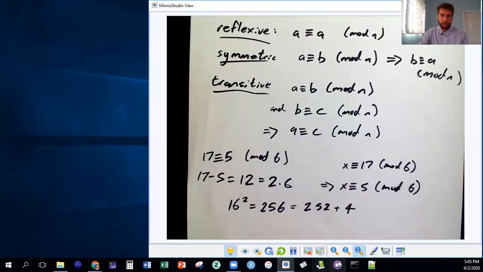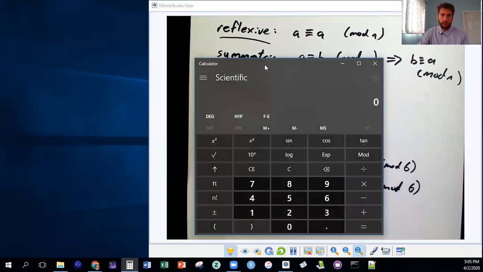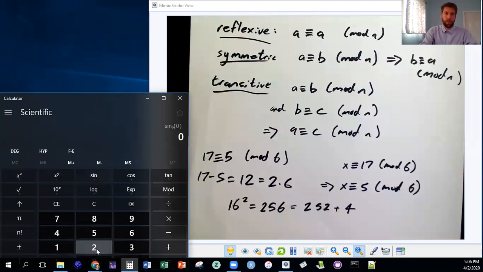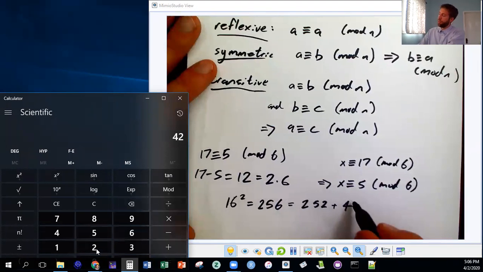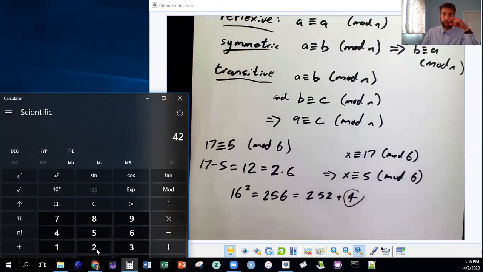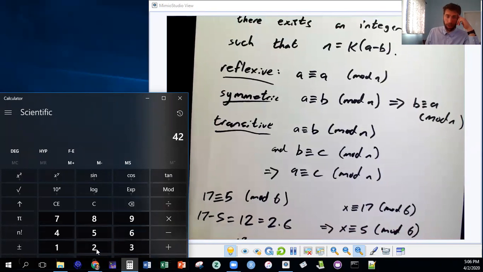Let's pull out the handy dandy calculator. Where did I leave it? There we are. So our handy dandy calculator says 252 divided by 6 is 42. So 4 is the remainder. So is there any other remainder? No, because if you look at our example from the last one, you were always adding and subtracting 4 there, and here you're adding and subtracting 6. So no, there is no other number.